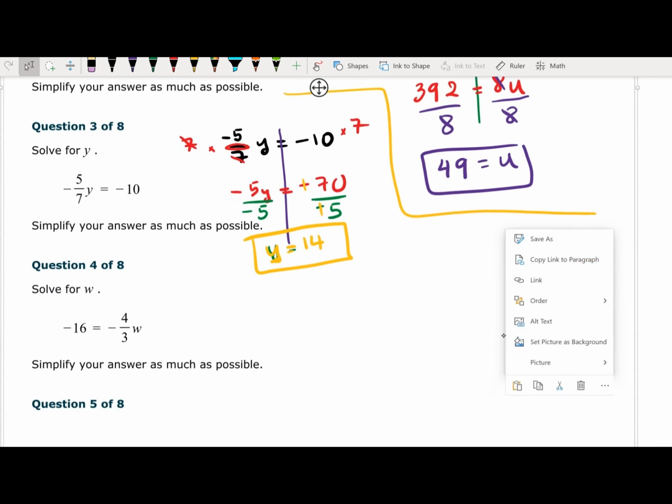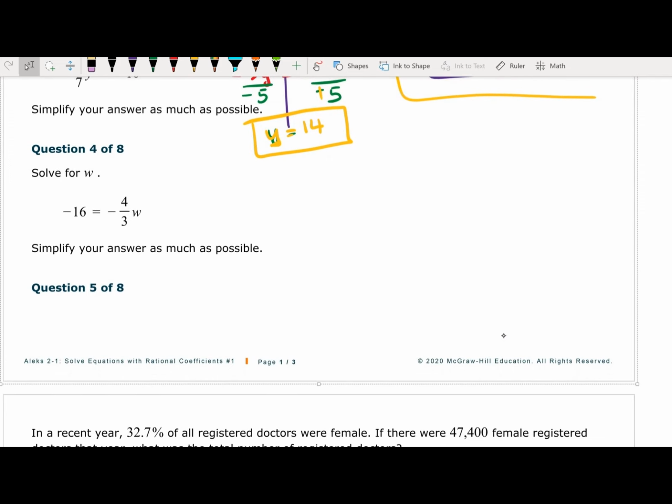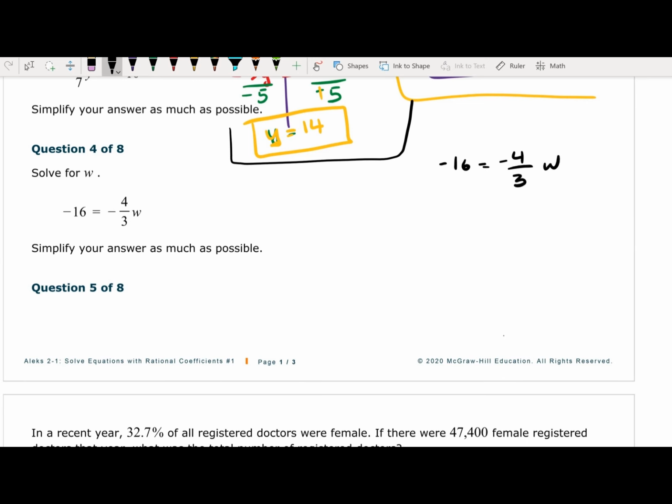Okay, we have 3 similar examples. Kind of the concepts stay the same. I hope that clears up all the steps for you. If you want, you can try this one by yourself. You can pause the video, try number 4 before you see the solution. Okay, number 4, negative 16 equal to negative 4 over 3 w.